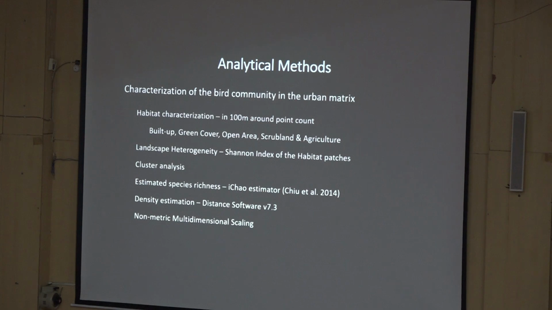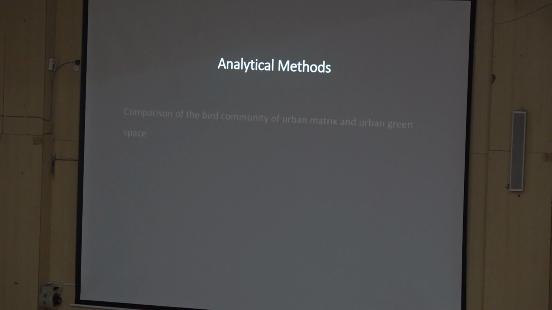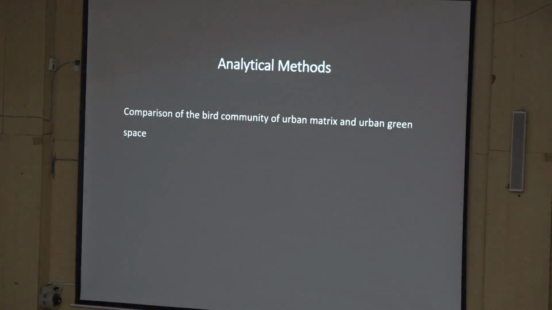I used non-metric multidimensional scaling to look at the differences in the bird community composition of the matrix. Linear modeling approaches were used to quantify the impact of the habitat and land cover types on the bird community matrix. For the comparison of the urban green spaces and the urban matrix, I plotted a simple Venn diagram to look at the overlap between the communities of the urban matrix and urban green spaces, and simple box plots to look at the difference in density and richness.